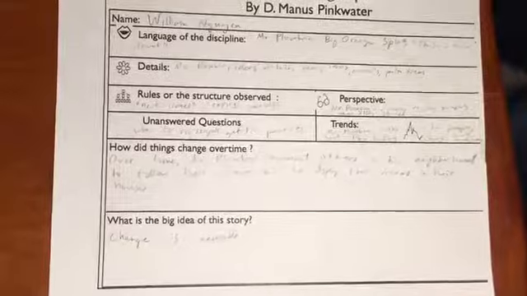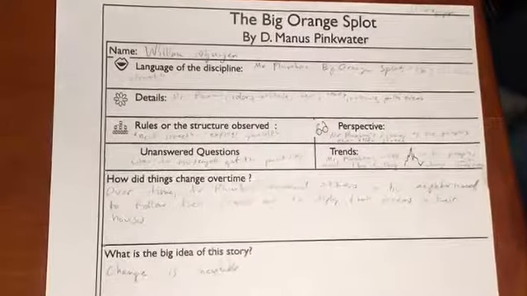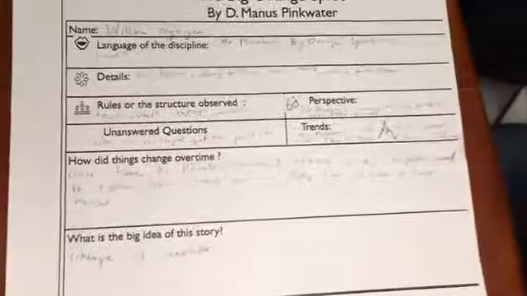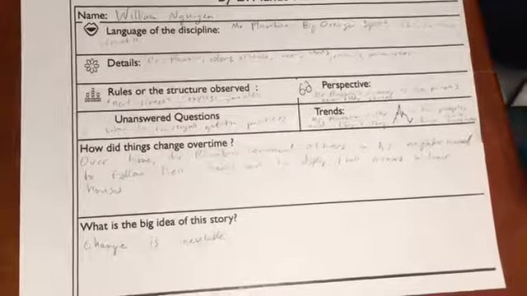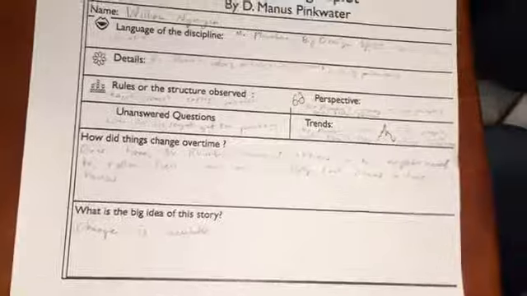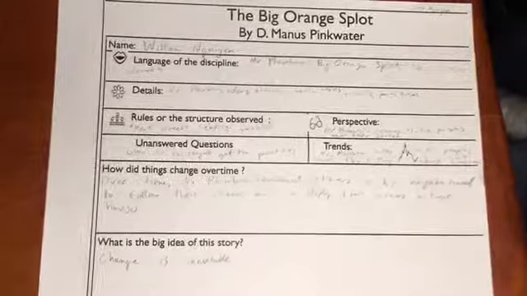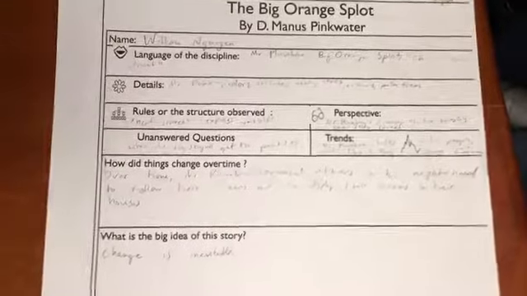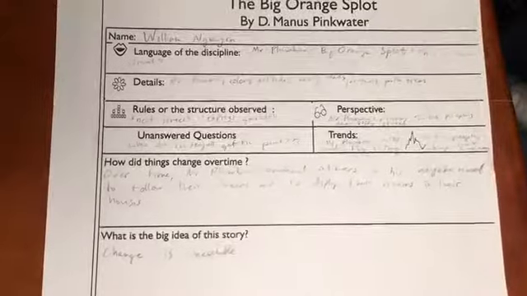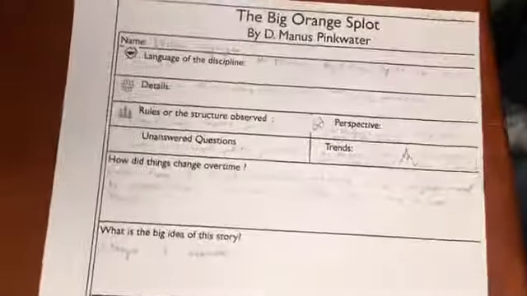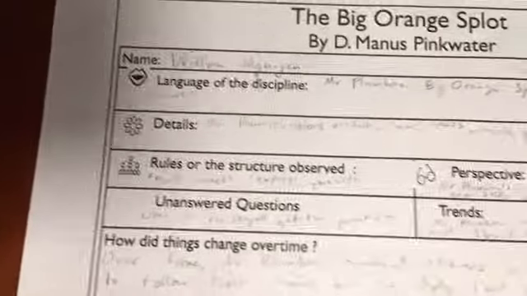Another thing we did is The Big Orange Splot by D. Manus Pinkwater. This was a very simplistic book, but the goal of it was for us to use our analytical skills on some item that was very easy to define, because, quote, books that are written for younger children have easier to define morals and big ideas, end quote. And so with this, we watched the video, then we analyzed it with language of the discipline, and we just wrote down words that we were kind of interested, that stood out to us.